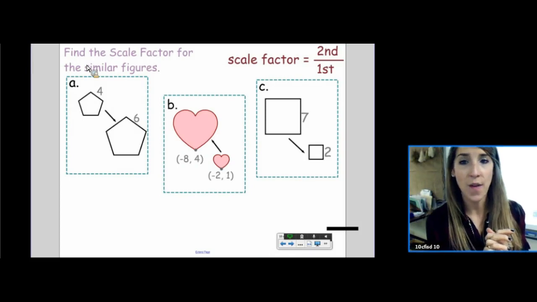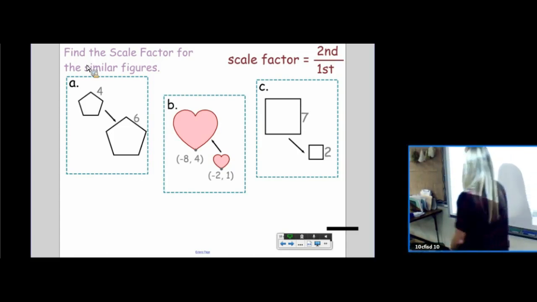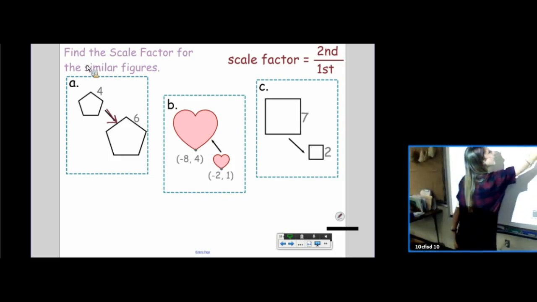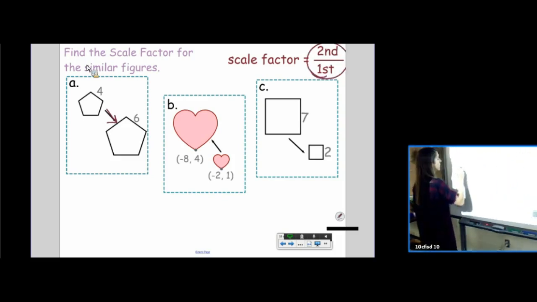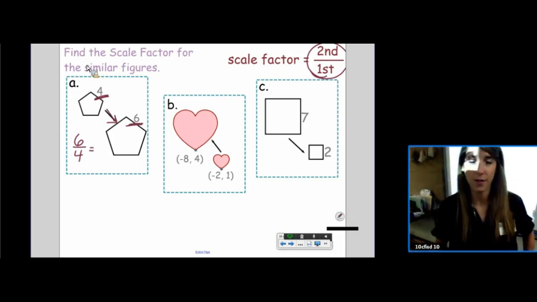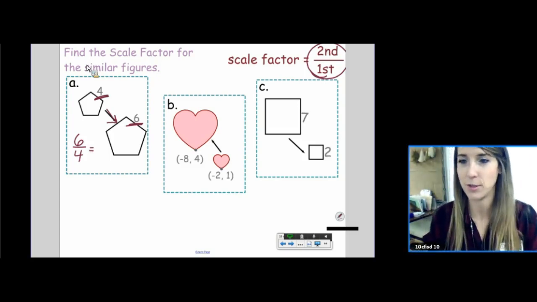Okay, so let's look at A. Find the scale factor, and it's already telling us that they're similar, so we don't need to prove they're similar. So scale factor, we're going from here to here, and we know it's second divided by first. 6 divided by 4. Second divided by first. You always reduce your scale factor. Ms. Tanton, do we have to reduce? Yes, you always reduce your scale factor.